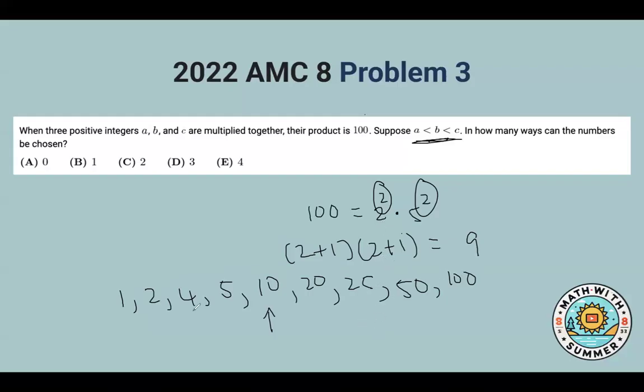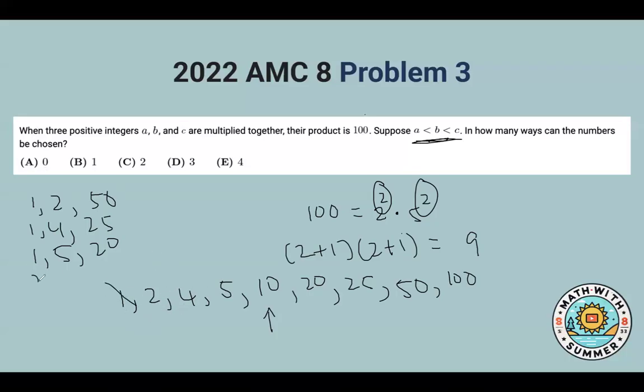Now, let's find the number of triples. Let's try to build them with our smallest numbers possible, starting from the low end. So let's start with 1, 2, and 50, or 1, 4, and 25, or 1, 5, and 20. Now 1, 10, and 10 doesn't work since there's two 10s, so that's no longer distinct. So we're done with our ones.